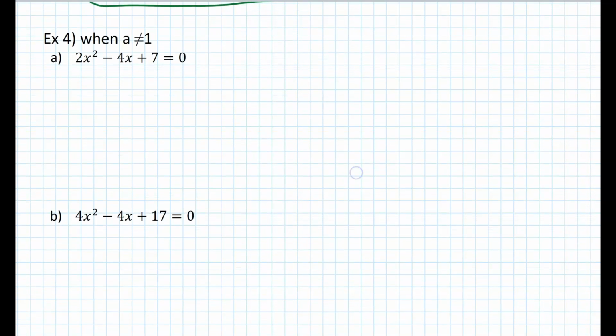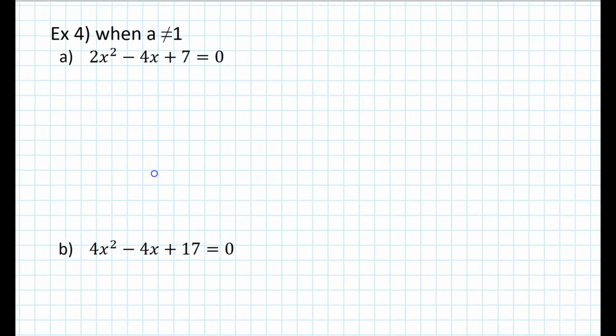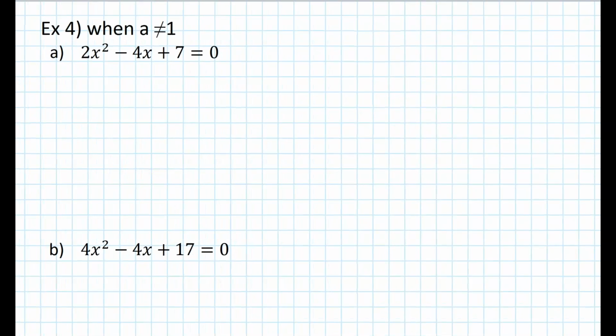So a is not 1. Of course, we always look to see, is there anything that we can factor out easily? Nothing factors out easily here. But what we are going to do is factor out our a value, because it's just easier if you do it up front. So I'm going to factor a to start. That leaves me with x squared minus 2x plus 7 halves.